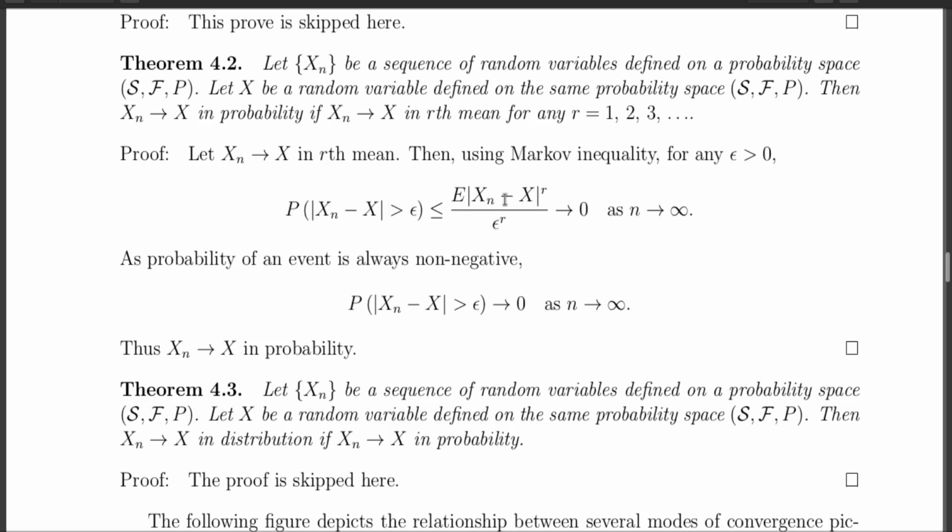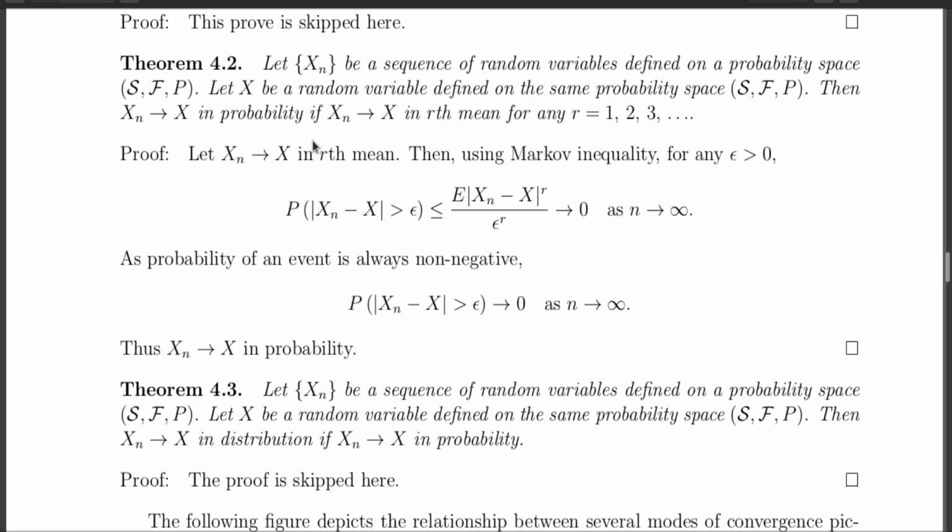This is by the Markov inequality. So this probability is bounded by this one, by the Markov inequality, for any epsilon greater than 0. Now notice that this quantity goes to 0 because Xn converges to X in the rth mean. So this quantity goes to 0, and as probability is always greater than or equal to 0, this probability has to go to 0, and this shows that Xn goes to X in probability.